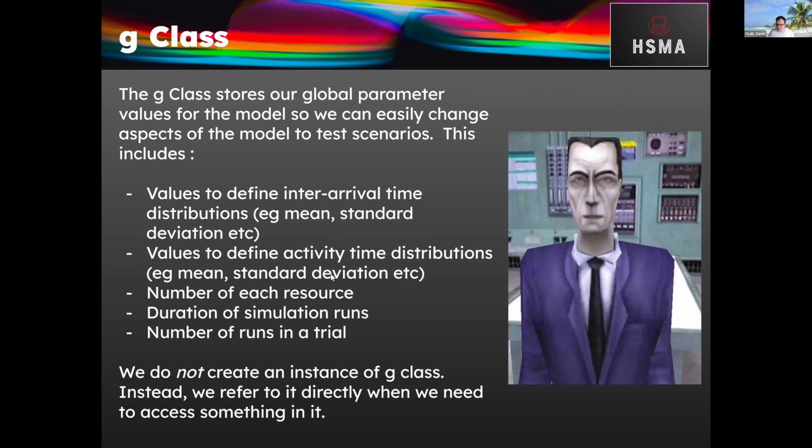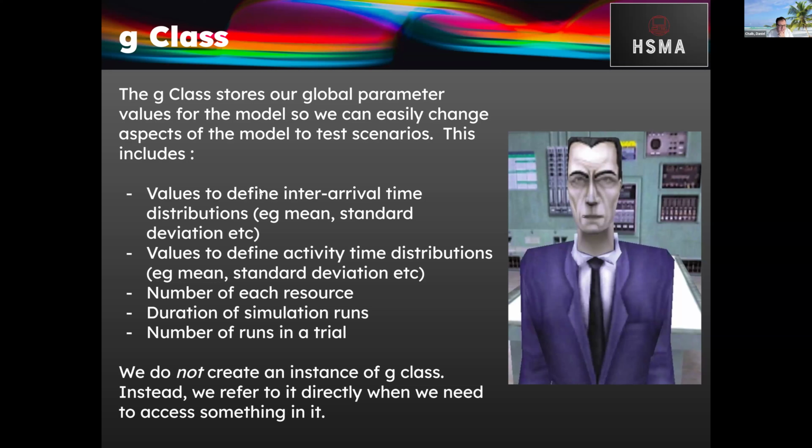So let's start going through these classes one at a time. Okay, so let's start with the G class, which is the weird one, where we're not going to create an instance of it, we're just going to refer to it directly. And the G class is going to store all of our global parameter values, okay? And that means it's an easy place where we can just go into G and we can change various aspects of our simulation to see what might happen if we change bits of how it runs. So we don't want to be ferreting through our code trying to look for where we stored the number of doctors or the opening times of the clinic or something like that. We just want to have them all in one place. So the G class allows us to do this.